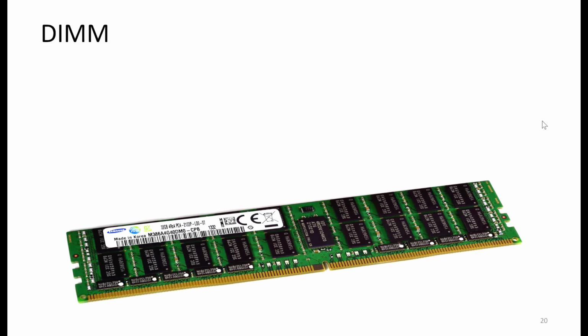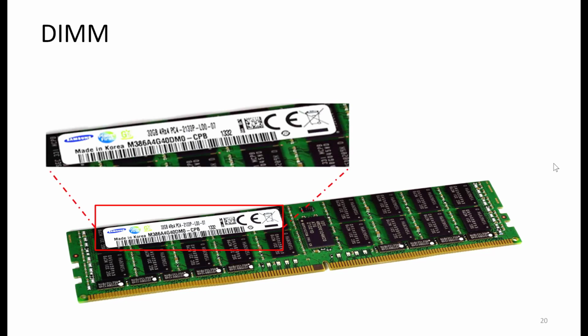Now, if you are wondering how a DIMM would look, many of you would have already seen it. This is how a typical DIMM would look. Each of these chips is a DRAM device. Now, if you zoom into the description of this DIMM, we have a few pieces of information. The first one is the capacity of this DIMM. Here it is 32 GB.